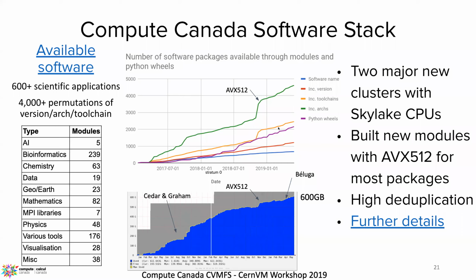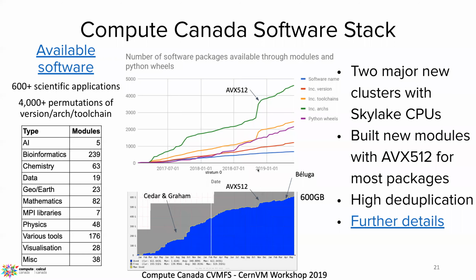What the toolchains are is: is it built with GCC? Is it built with Intel? Which version of GCC or Intel or PGI? Is it with OpenMPI or with CUDA? Those are the toolchains. And the green line is if we include the permutations with the different architectures that we support.